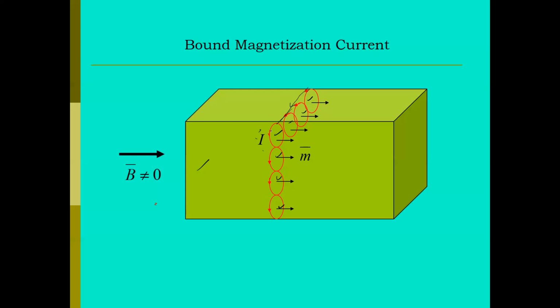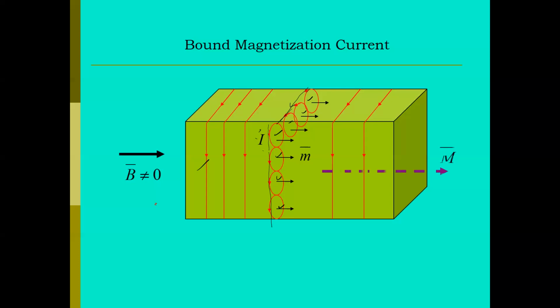Also, this dipole moment on this side will produce a current on this surface. So we can have this kind of current produced on the surface of your material, but in reality this current is not free current. This is what we call a bound current, because the current is produced by the atoms, and the atoms are strongly bound to the structure.